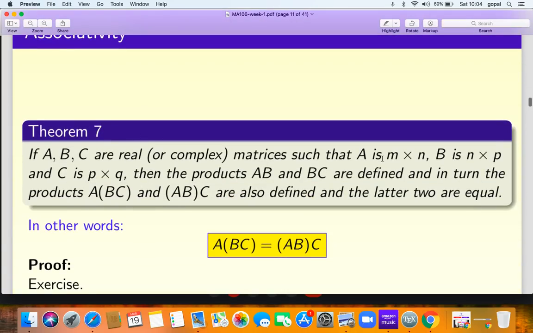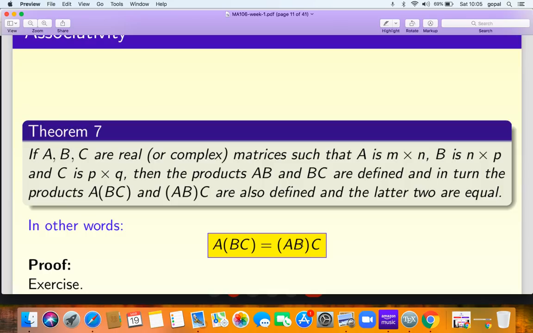Suppose, for example, A is an m cross n matrix. I want to multiply it with a B. The B must be n cross p. The second number here should be the same as the first number for the second one. So A is m cross n, B is n cross p. The product AB is, what is the size? M cross p. Now I want to multiply the product AB with yet another matrix C. So the matrix C must have p rows and say q columns.